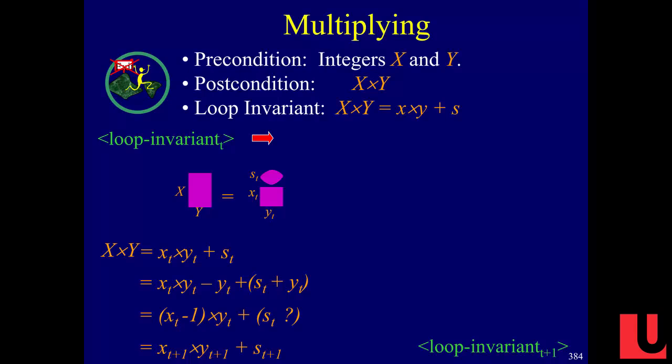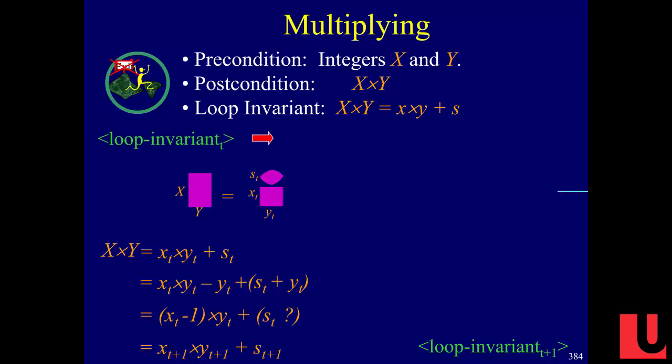Because this is a product and S is a number by itself. This area equals this area. I'm just trying to get what this says. This is a square, this is a square, this is an area. Right?